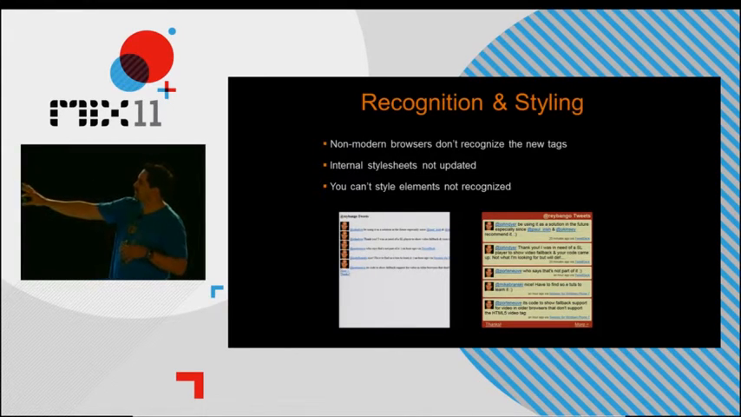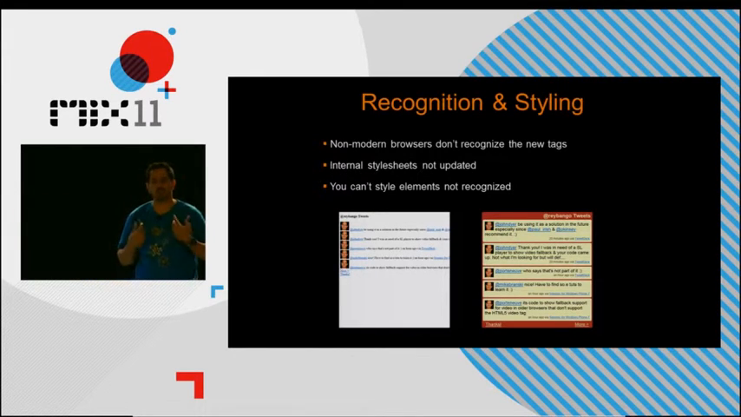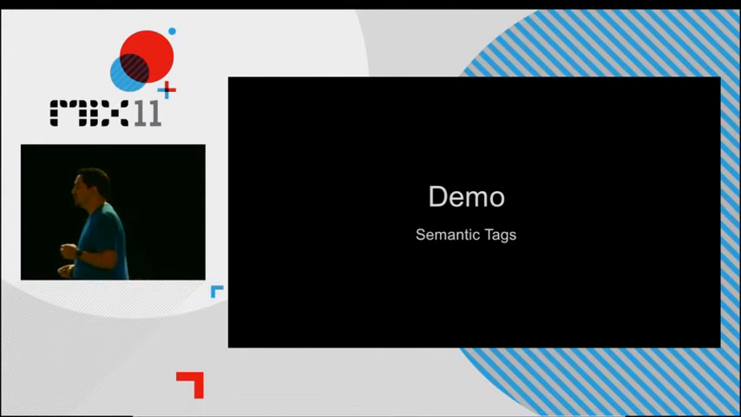So if you look at the screenshot on the left and the one on the right, you can see the differences when you have tags that aren't recognized versus tags that are recognized. And this is what happens in non-modern browsers. These new semantic tags aren't recognized, so we can't style them effectively, so we have to come up with a solution. So let me show you how we're going to solve that problem.